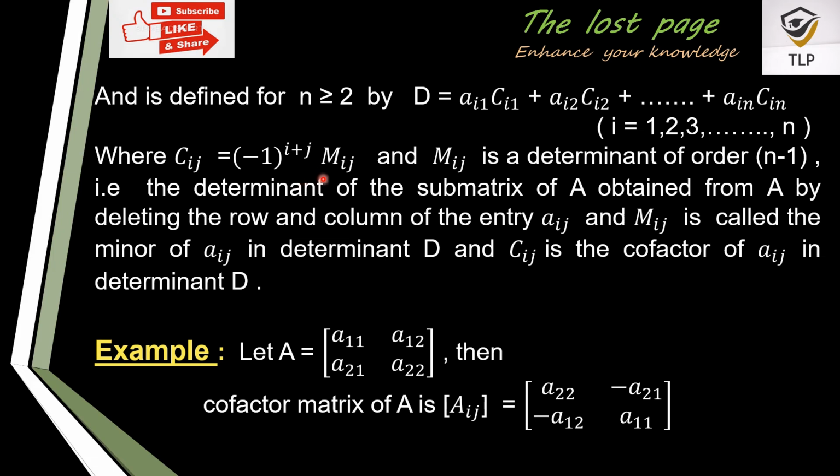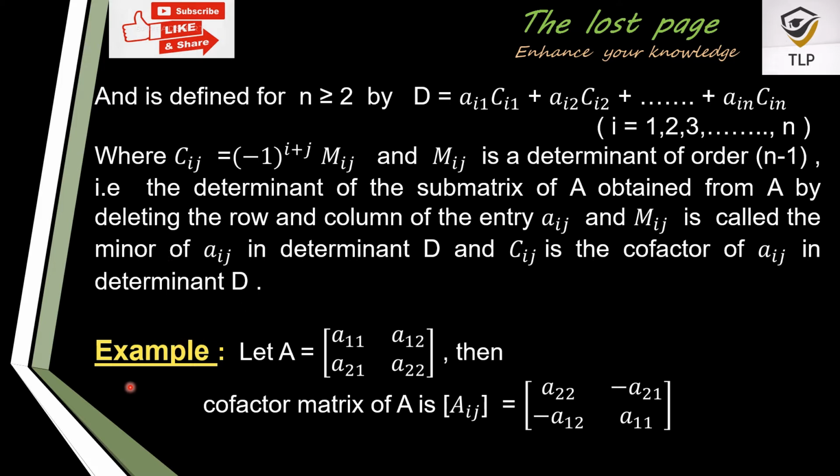j Mij, and Mij is a determinant of order n minus 1, that is the determinant of the submatrix of A obtained from A by deleting the row and column of the entry Aij, and Mij is called the minor of Aij in determinant D, and Cij is the cofactor of Aij in determinant D.